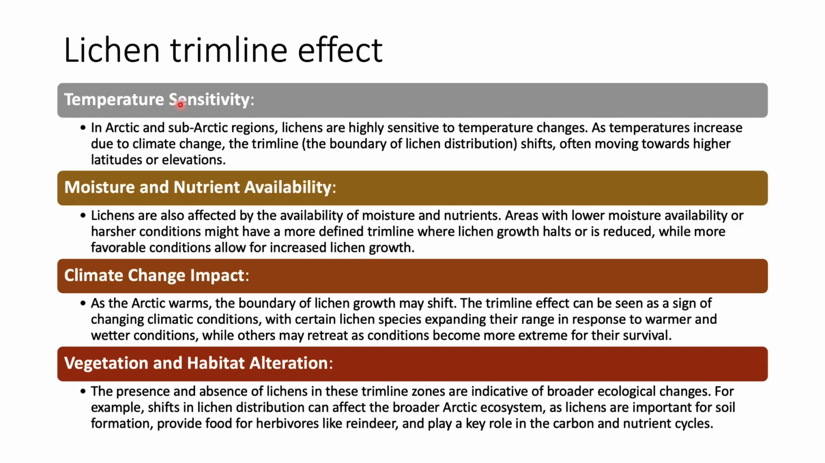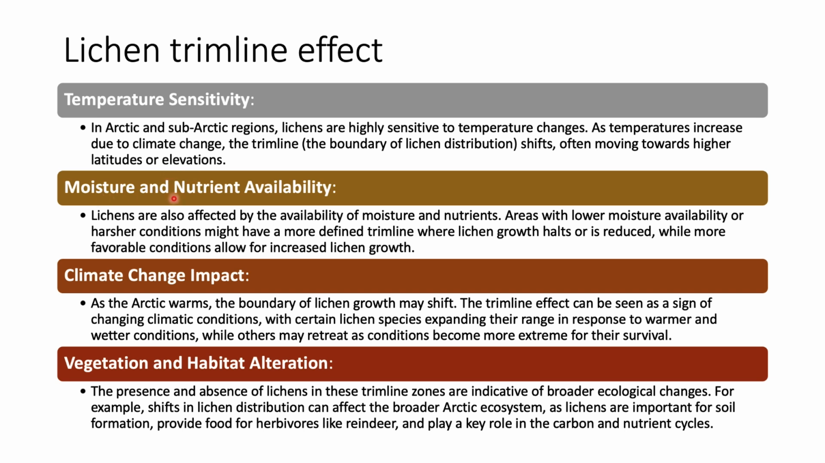So let us look at some of the factors which affect the lichen trimline effect. The first one is temperature sensitivity. In the Arctic and subarctic region, lichens are highly sensitive to temperature changes. As temperature increases due to climate change, this trimline, that is the boundary of lichen distribution, shifts more often towards the higher latitude or higher elevations.